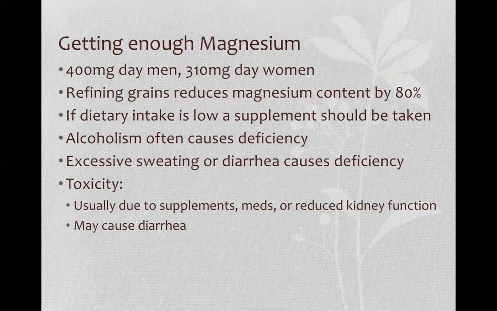Some things can reduce your ability to get enough magnesium. For example, alcohol can reduce just healthy food intakes as well as increase excretion. Excess sweating or diarrhea can cause deficiency, and toxicity is possible, usually due to supplements or low kidney function where you might not be able to excrete it. It's funny that diarrhea causes deficiency, but toxicity can also cause diarrhea. And that makes sense because if your body knows it has too much, it's going to want you to get rid of it.